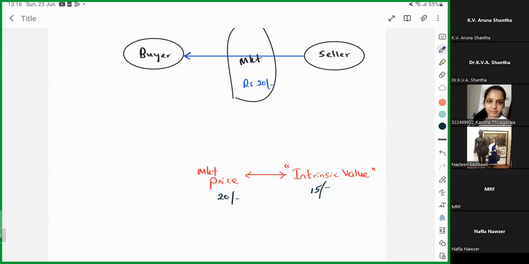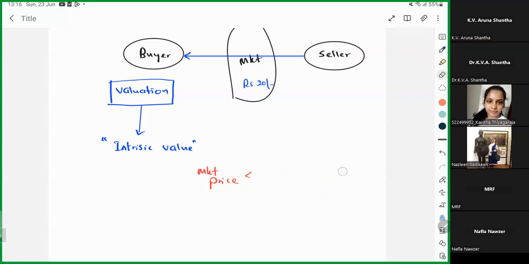So the buyer also does the valuation and calculates the intrinsic value. Intrinsic value is the value you arrive at by doing a valuation. Let's say the intrinsic value you got is 18.